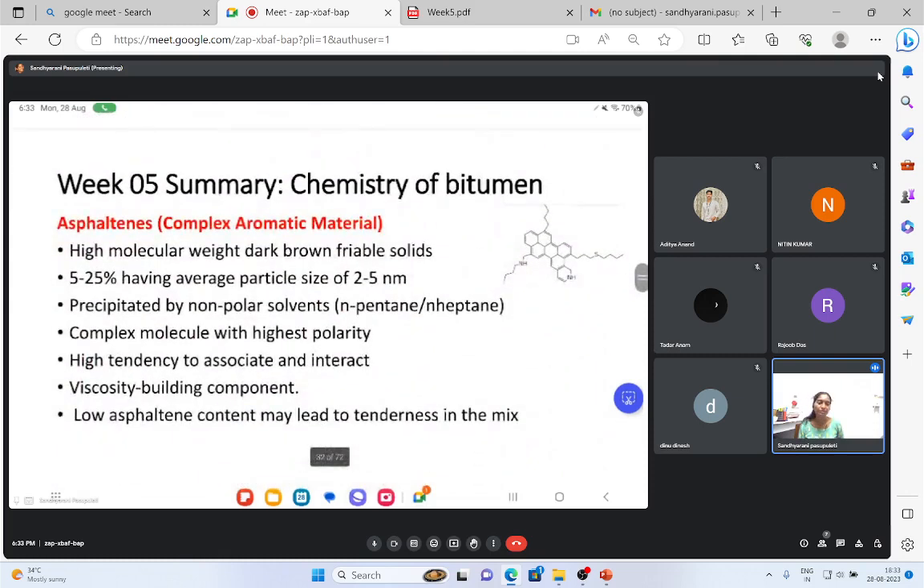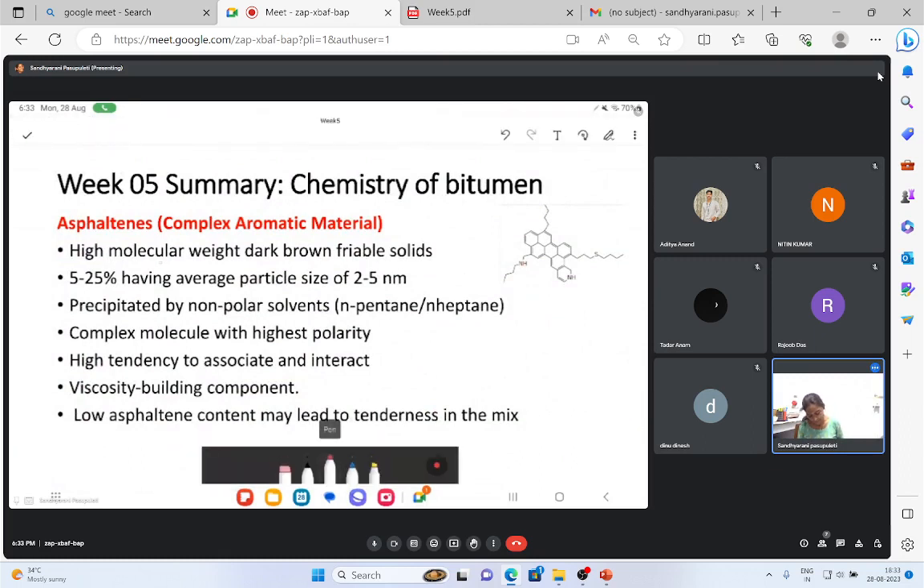And the last component of the SARA fractions is asphaltenes. This is actually the higher molecular weight component. So if any bitumen has higher asphaltenes, that implies that the bitumen is stiffer in nature. That means the bitumen has more viscosity, and they have 5 to 25 percent, and they can be precipitated by non-polar solvents. Let us say I have a bitumen that has four fractions, the SARA fractions, and I want to separate only the asphaltenes. So they will not be dissolved in that kind of solvent.